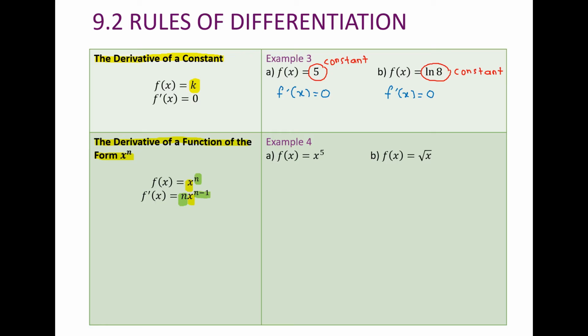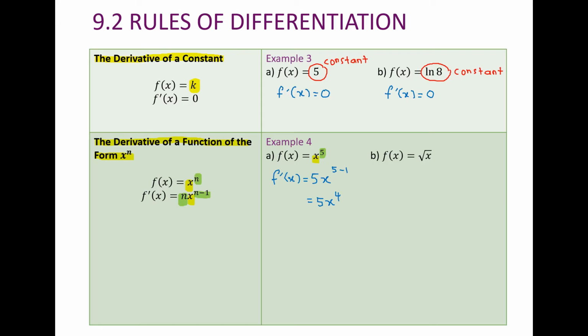Example 4, question A, gives you f(x) equal to x to the power of 5. So the power is 5 and you have x as your base. So f'(x) is, bring your power to the front. So you'll have 5, copy down your x, so x, and now your power is minus 1. So the answer is 5x to the power of 4.